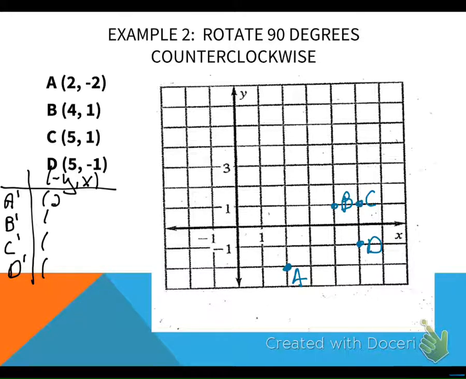So since it's negative 2, it's going to be positive 2. Since it's 1, it's going to be negative 1. Since it's 1, it's going to be negative 1. And since it's negative 1, it'll be 1. And then whatever my x is now becomes my y. So I have 2, 4, 5, 5. Now we are going to graph these. So we have negative 2, 2. So that's A prime. We have negative 1, 4. That's B prime. We have negative 1, 5. That's C prime. And we have 1, 5, which is D prime.